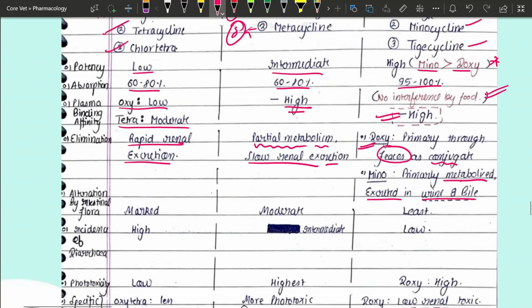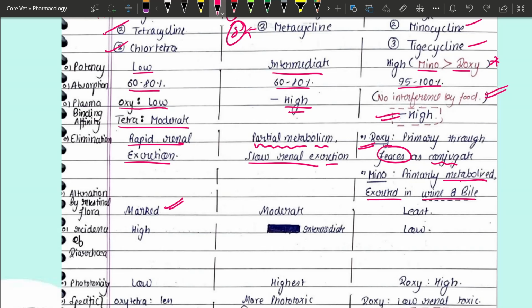If we talk about the alteration in the intestinal flora, when you are giving the drug orally, obviously there are chances that the drug can affect the microbial flora in your GIT, right? So to what extent is there an alteration in the intestinal flora? If we talk about the short acting drugs, there is a marked alteration in the intestinal flora, meaning they are going to highly affect the microflora in your GIT, right?